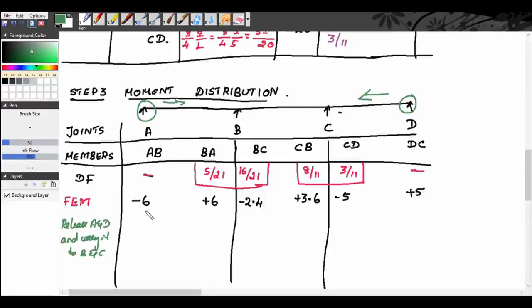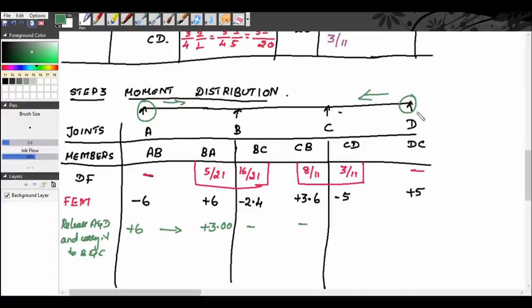So at A you have minus 6. So releasing A, you have to give plus 6. So when minus 6 moment is released, it will become plus 6. And as per our third proposition, half of the moment will be carried to the nearer support if the nearer support is fixed support. So B and C are intermediate supports, we will be considering them as fixed supports. So half of 6 will be transferred to the support B. So it is plus 3.